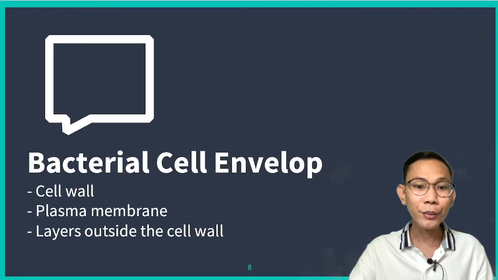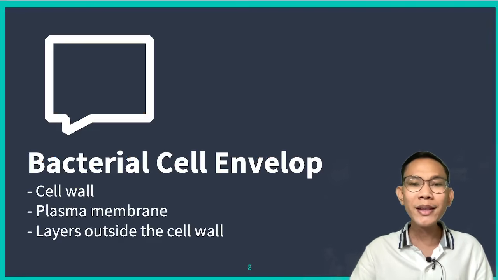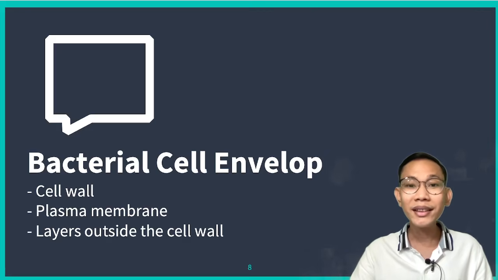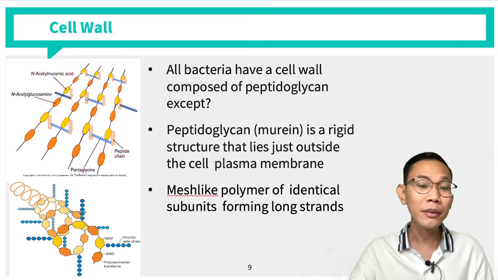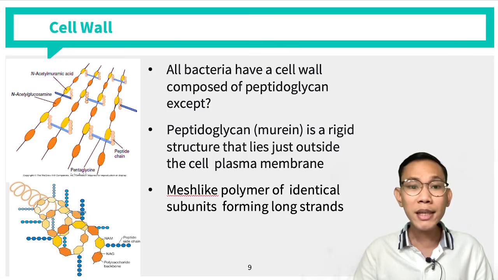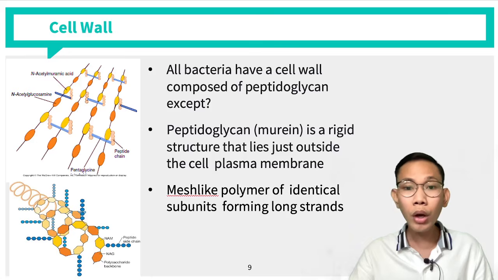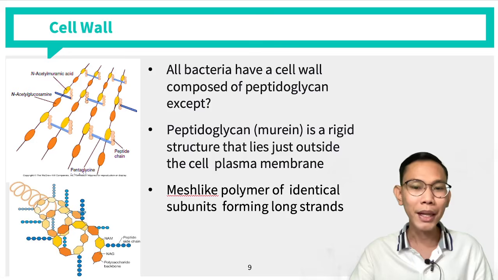So, let's continue. First, let's talk about the bacterial cell envelope. The bacterial cell envelope covers your cell wall, your plasma membrane, and the different layers outside the cell wall. Let's talk first about your cell wall. In generality, all bacteria have a cell wall composed of peptidoglycan, except the exception to the rule, your mycoplasma, because your mycoplasma does not have any cell wall, but rather they only have a cell membrane.